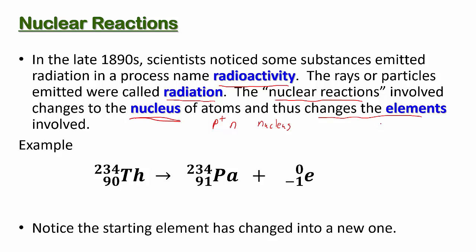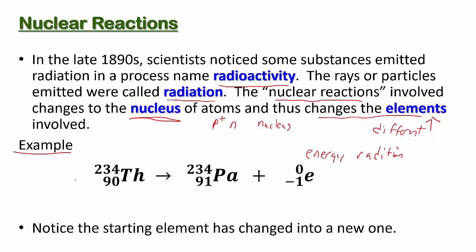So we're changing those protons and neutrons in that nucleus. Therefore, we get different elements afterwards. This would be an example of a nuclear reaction, starting with thorium-235 over 90, so element 90 on the periodic table. It's going to go through a nuclear change where we have a different element afterwards. In this case, what do we have? Praseodymium-235 over 91 plus some sort of energy or radiation being released here.